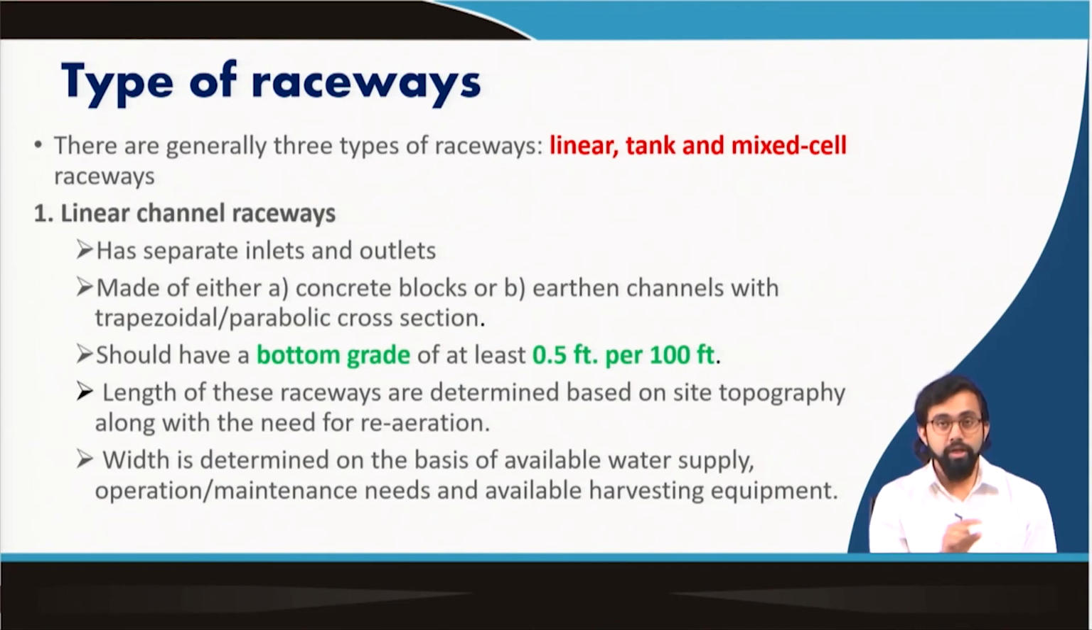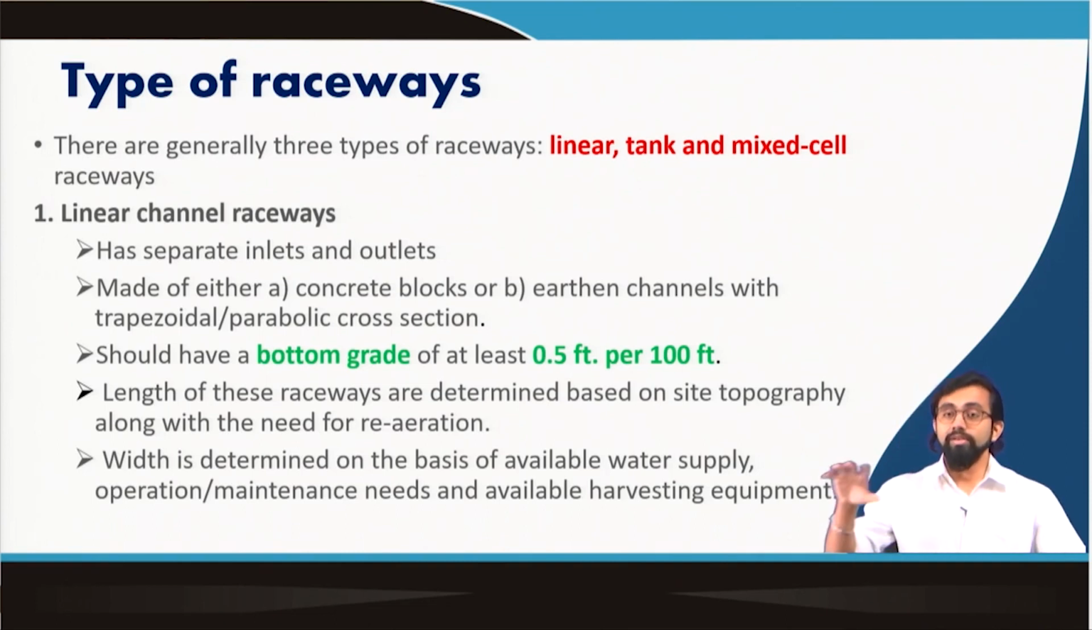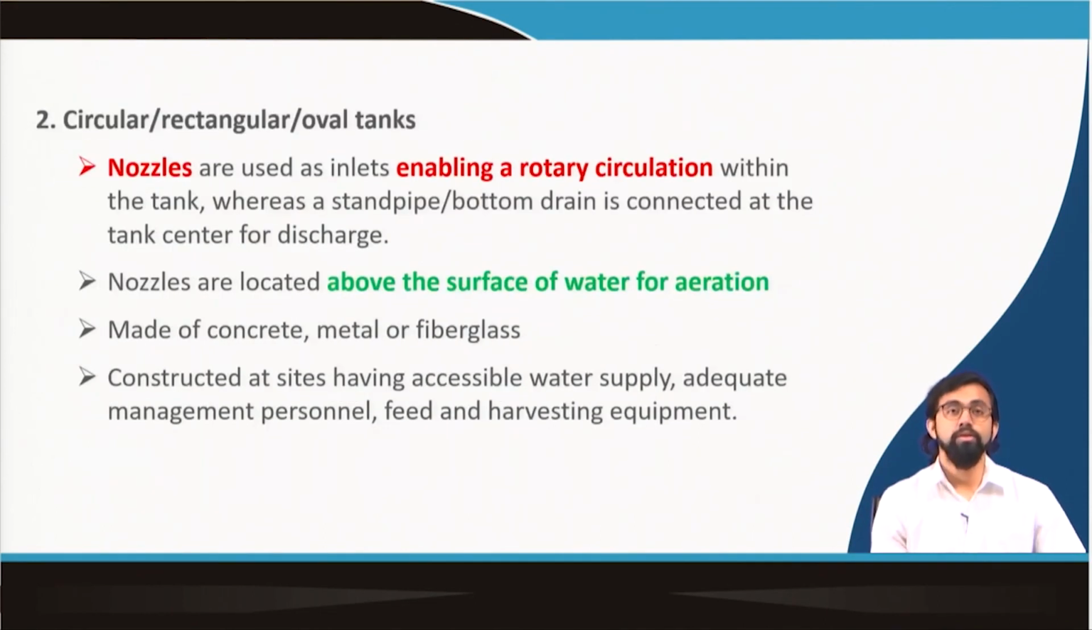It is made of either concrete blocks or channels with a trapezoidal or parabolic cross section. It should have a bottom grade of at least 0.5 feet per 100 feet. The length of these raceways is determined based on the site topography and the need for re-aeration or not. The width is determined on the basis of the available water supply, operation or maintenance needs, and the harvesting equipment available to us or in the market in our nearby vicinity. Based on that, we go for a linear channel raceway. This is the easiest one to build.